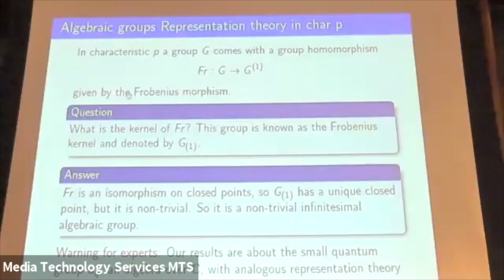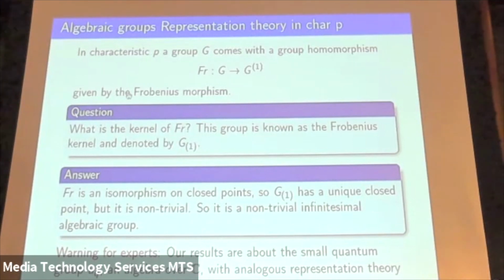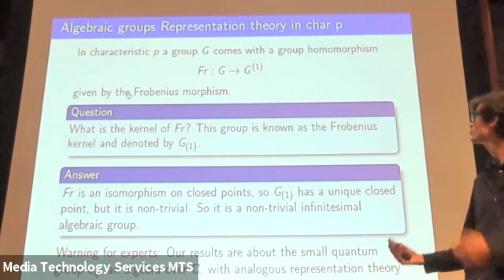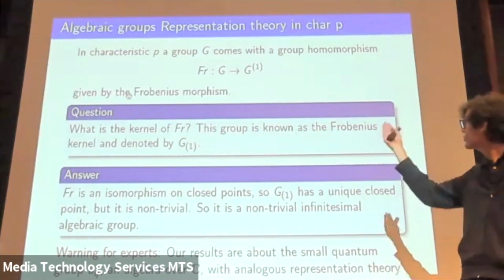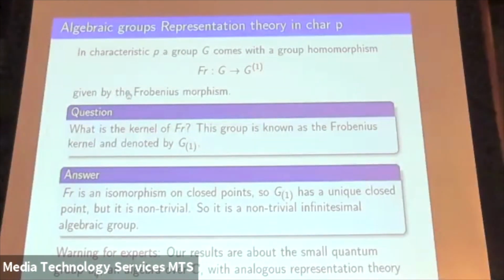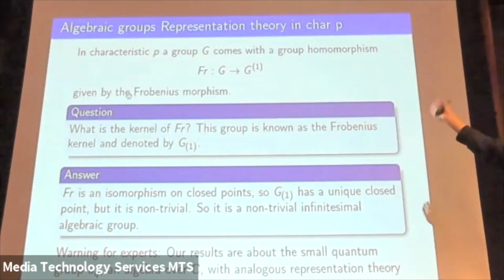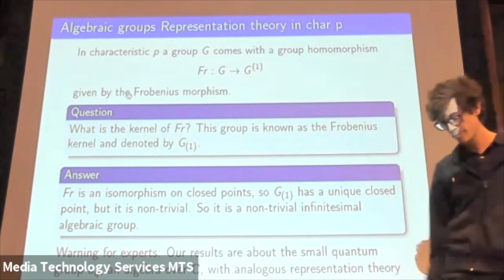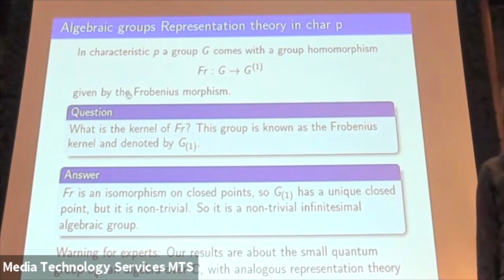But characteristic p is a whole other game. In characteristic p, non-smooth groups exist. And the particular one that I'm going to study is not smooth. To introduce this, first I want to introduce the Frobenius map, probably the most important map in characteristic p. In the case of a group, it turns out to be a group homomorphism. And where does this Frobenius map come from? Well, it comes from the fact that in characteristic p, raising to the pth power is an additive map.